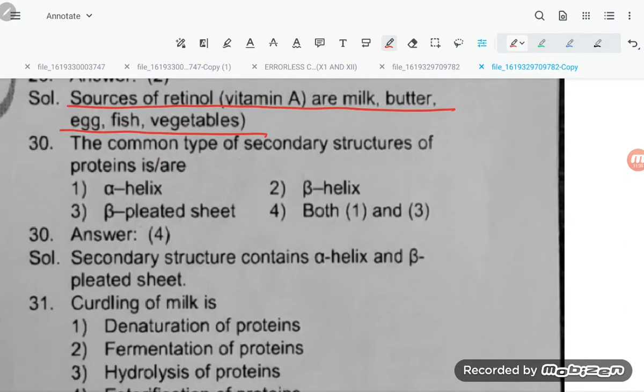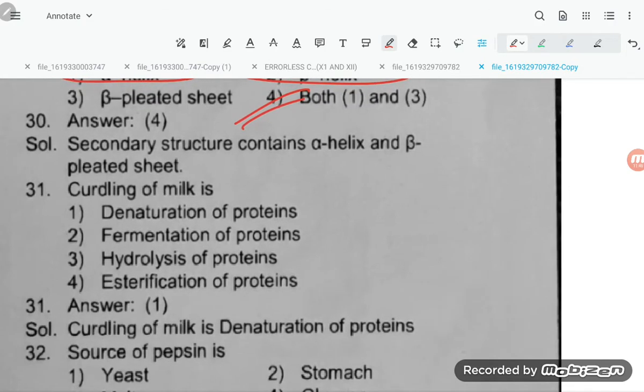The common types of secondary structure of protein are what, student? That is the alpha helix model and beta helix. Okay, so option number 4 is correct. Secondary structure can contain alpha helix and beta pleated sheet structure.